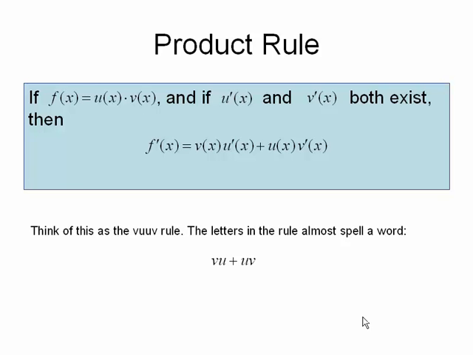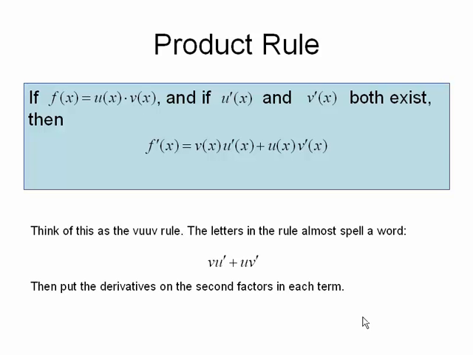Think of this as the VOV rule. The letters in this rule almost spell out a word if you look at it and kind of squint at it. VU plus UV. So that's why I think of it as the VOV rule. Once you've written it out as VU, UV, you need to remember that a plus goes in between them. And then we put the derivatives on the second factors in each one of the terms.